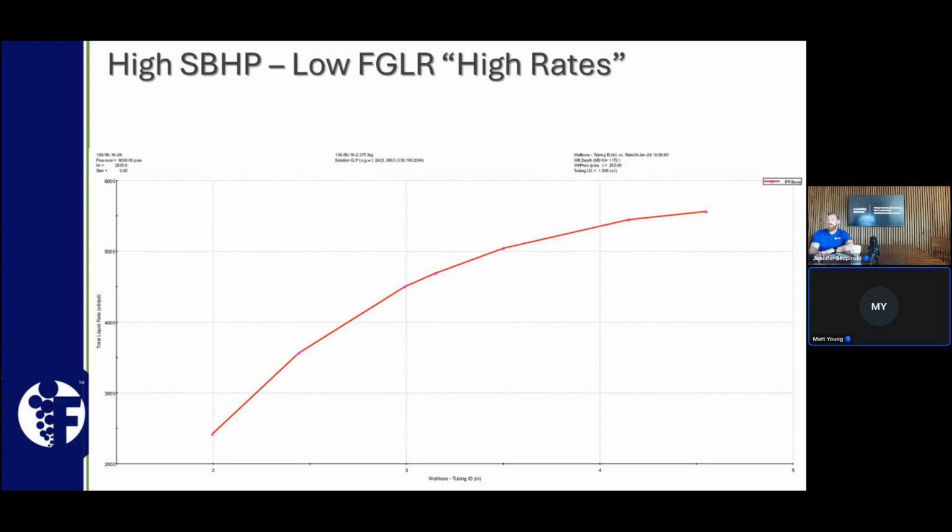Maybe picking 3.5 inside 7-inch instead of 2 7/8 inside 7-inch, or maybe picking 2 7/8 inside 5.5 for annular flow versus 2 3/8 inside 5.5, as our previous example illustrated. So you begin to understand that as things like our formation GLR, our reservoir pressure, and our rates change, this flow path selection changes as well.